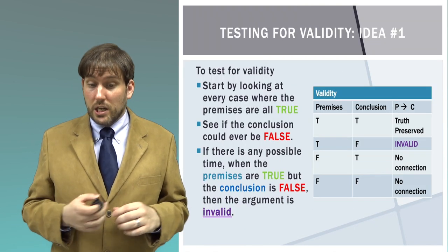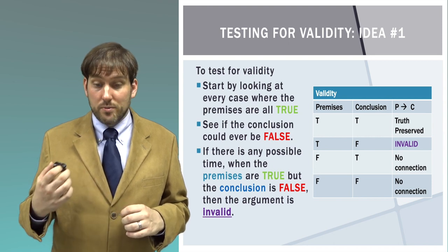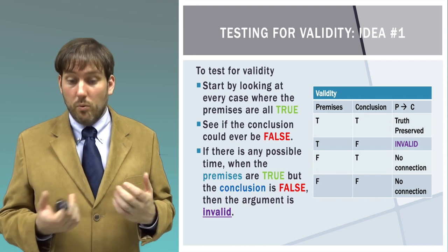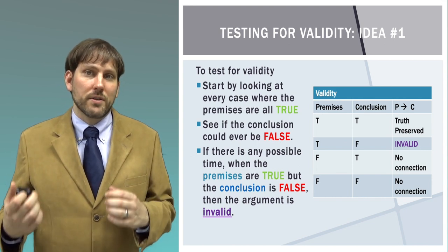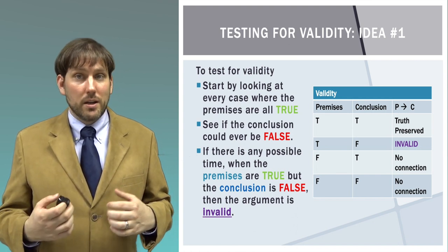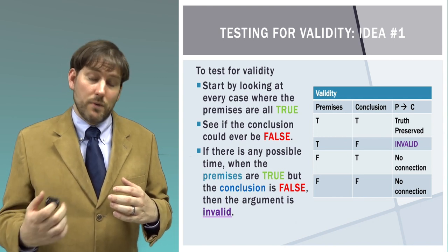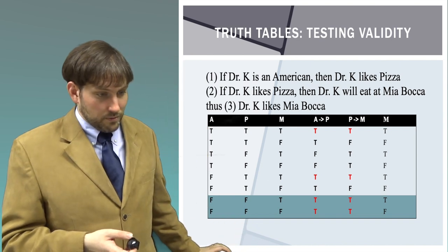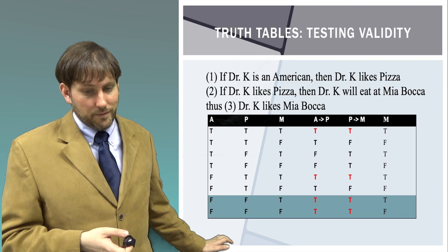So again, let's just look at our test for validity. The test for validity is that if we have a case where all the premises are true but the conclusion is false, the argument is invalid. Why? Because valid means truth-preserving. And truth-preserving means if all of the premises are true, the conclusion must also be true. But in the argument that we have here, all of the premises are true, but the conclusion is false, so it is invalid. So let's just look at that again. In the eighth row, we have all of the premises being true, but we have the conclusion being false.